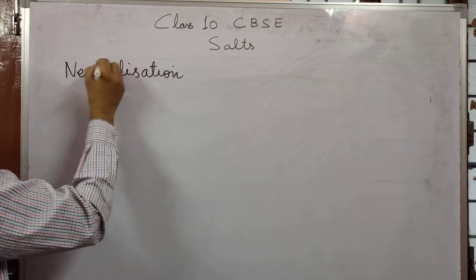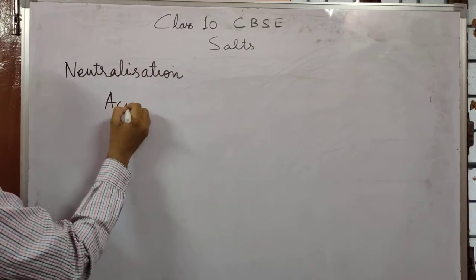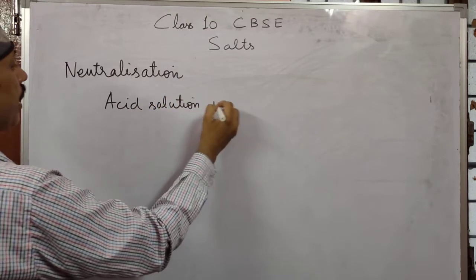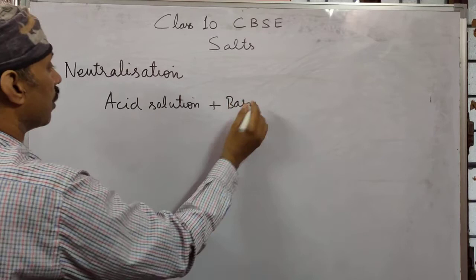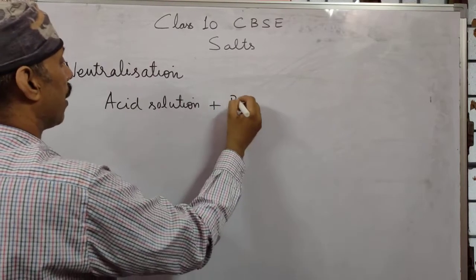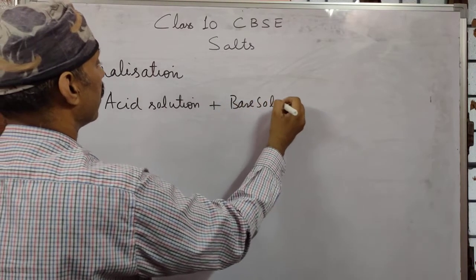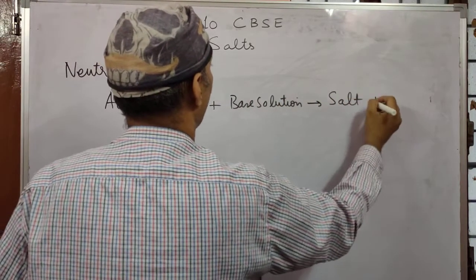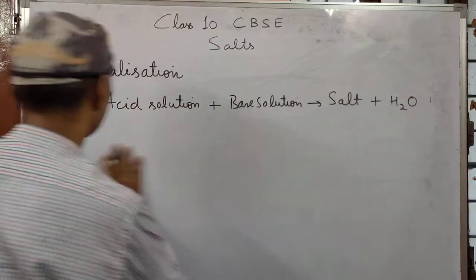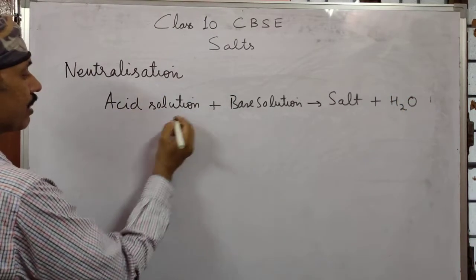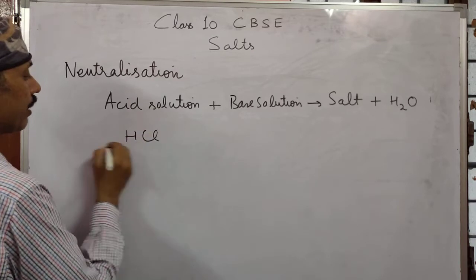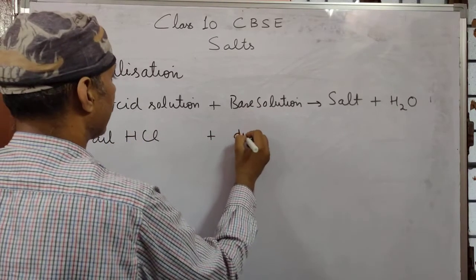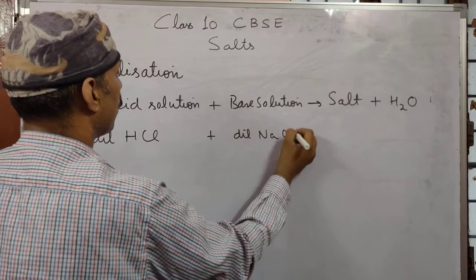Neutralization. So neutralization says that you take an acid solution, of course, then you add a base solution, it will give you salt plus water. So from this acid, let us understand an acid here. Suppose I am taking dilute HCl and we are taking dilute NaOH.